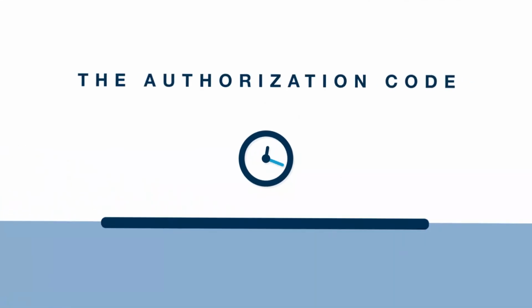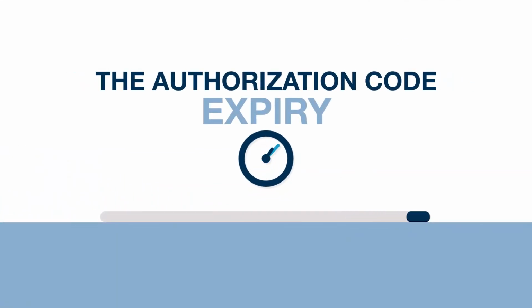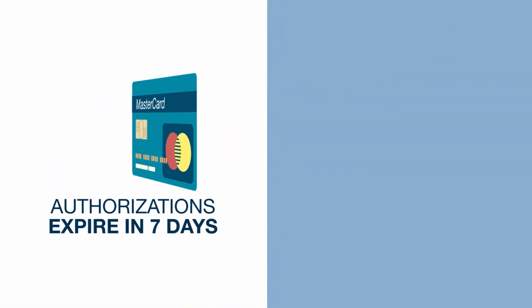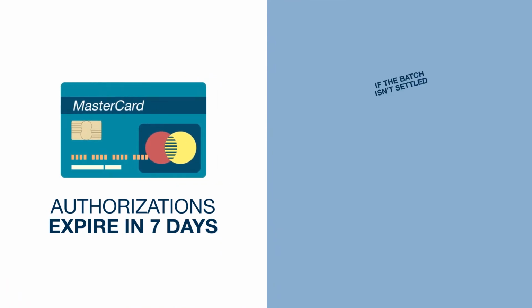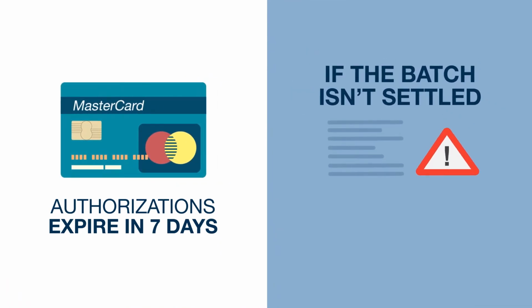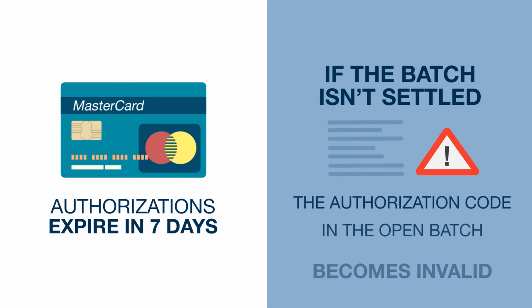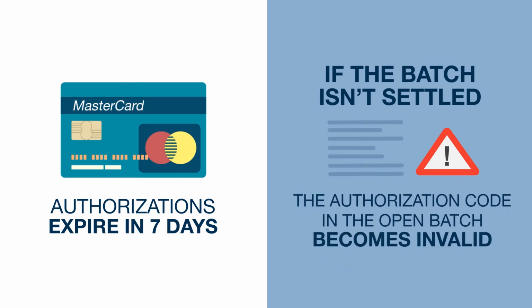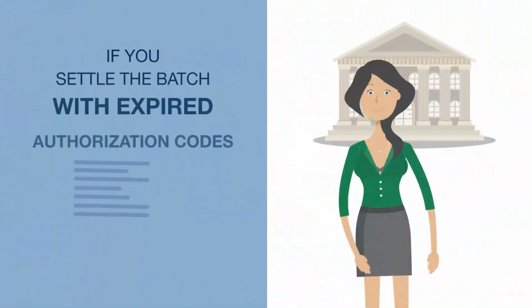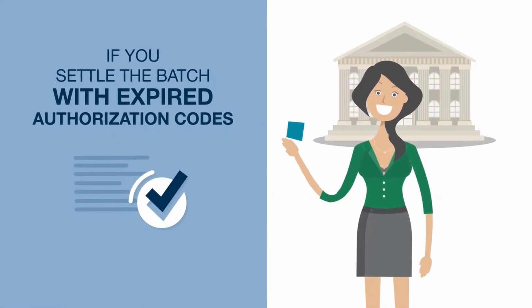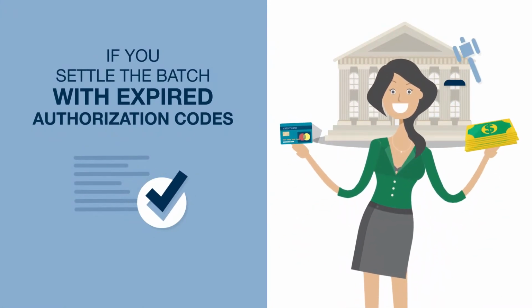Another factor is the authorization code expiry. MasterCard authorizations, for example, expire in 7 days. So if the batch isn't settled by then, the authorization code sitting in your terminal in the open batch becomes invalid. If you settle the batch with expired authorization codes, the cardholders will be able to win the case, should they decide to file a chargeback with the issuing bank.